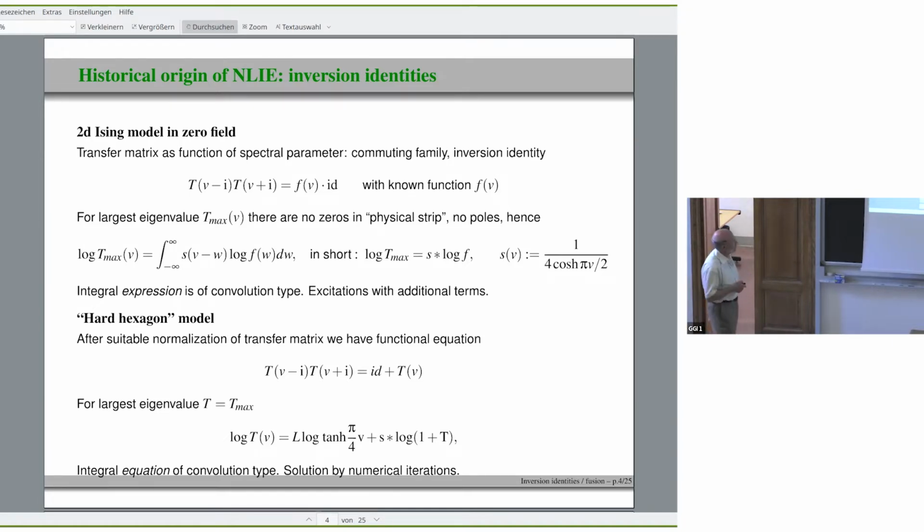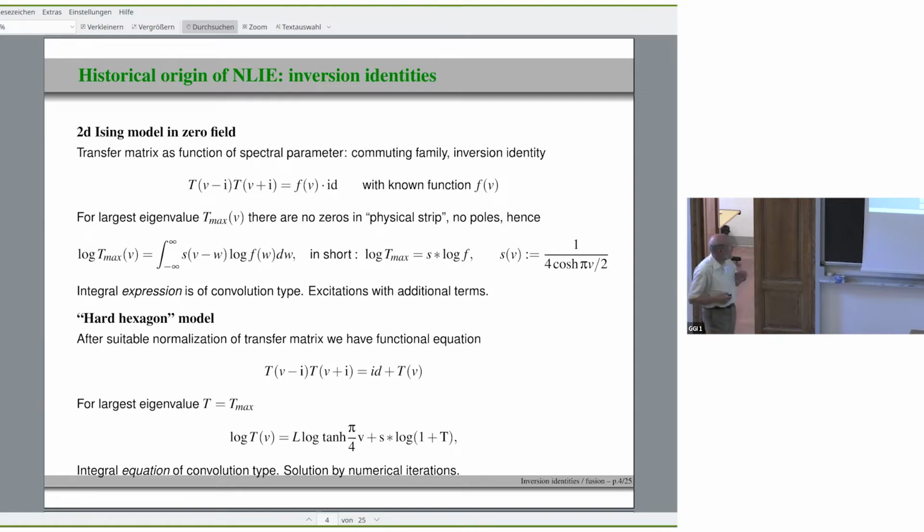And then we get the result for the logarithm of the largest eigenvalue as a convolution integral with the logarithm of this explicitly known function f on the right-hand side. In the further course of the talk, I will call these integrals. By the way, this kernel is 1 over 4 times hyperbolic cosine of pi v over 2. So this kernel will be called S, and the convolution integral is, of course, S star log f. That's an integral expression of convolution type. When being interested in excitations, one can do similar things, but then one gets additional terms.